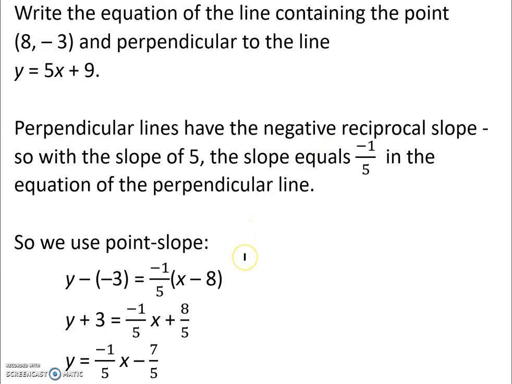So we're going back to point-slope form using that point, -3 for y and 8 for x, and our slope is -1/5. So we continue to simplify and take negative 1/5 times x for negative 1/5 x. And a negative times a negative becomes a positive 8/5. Taking the 3 over to the other side, we subtract 3 from both sides, and we find our equation is y equals negative 1/5 x minus 7/5.